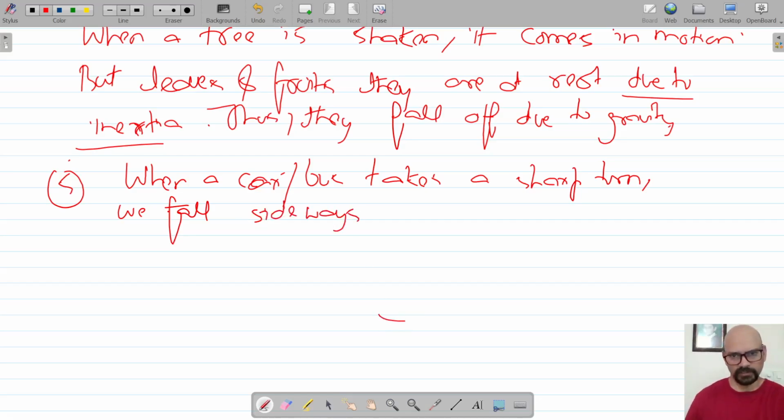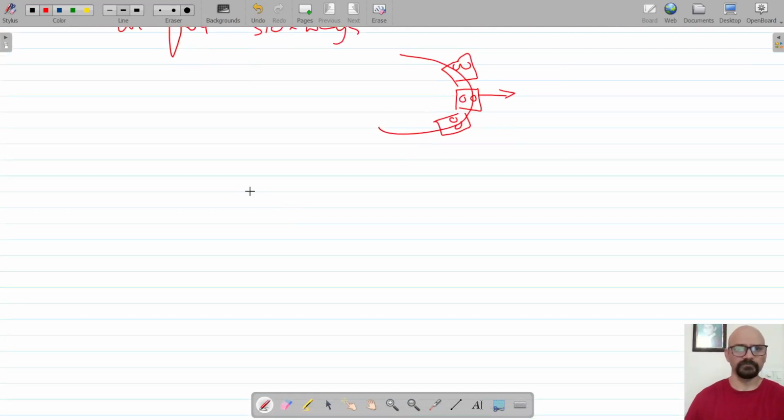Let's say this is a sharp turn and we are in this car. Let's say this is the car and we are sitting here. The car comes here and we fall sideways towards this side. That is also because of the inertia. And the reason is that when the car or bus takes a sharp turn, the lower part of the body, which is in contact with the car, also takes a sharp turn.